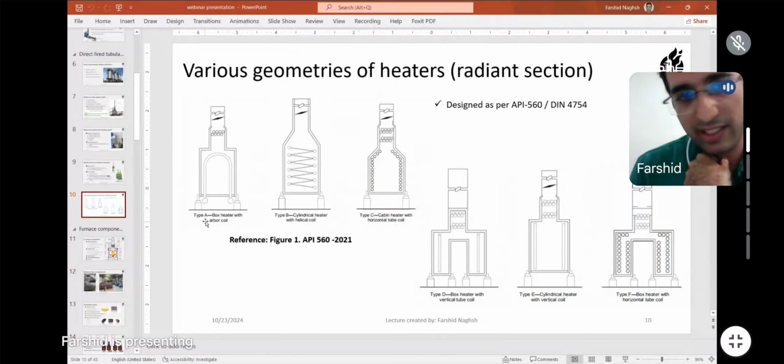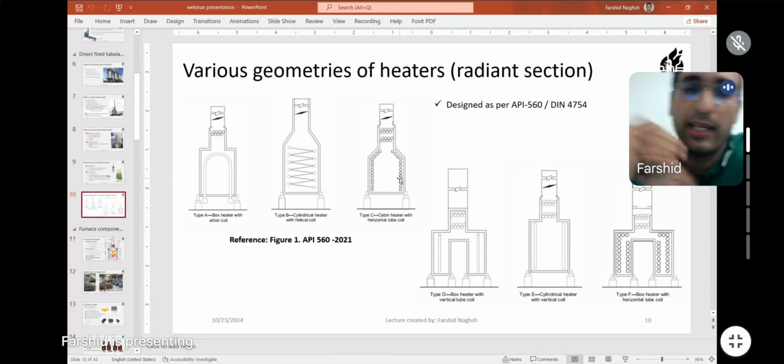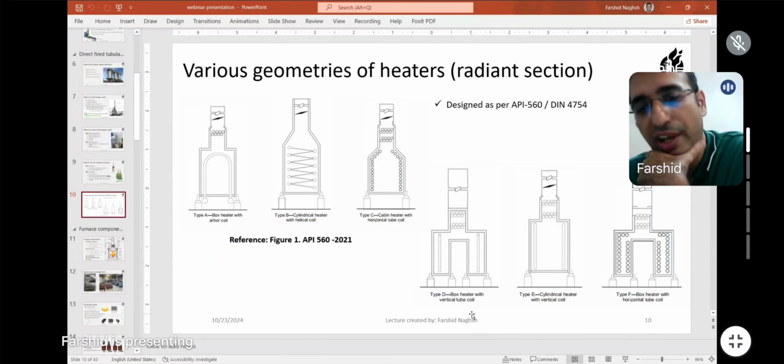What is the difference between a cabin heater and a box heater? You see this inclined section, but the box heater has a 90 degree angle, while here the angle is not 90, it is more than 90 degrees. So it is a cabin heater with horizontal tube coils. Assume that the tubes are perpendicular to the plane of your monitor, your computer. Also, increasing the duty, type D: box heater with vertical tube coils.